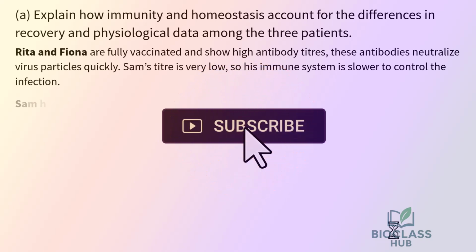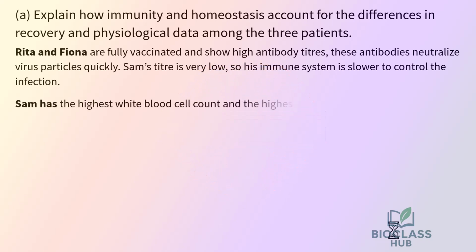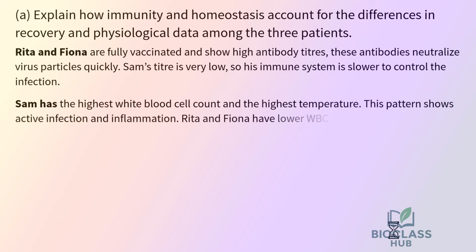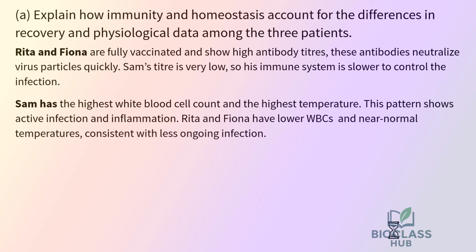Sam has the highest white blood cell count and the highest temperature. This pattern shows active infection and inflammation. Rita and Fiona have lower white blood cell counts and near normal temperatures, consistent with less ongoing infection.